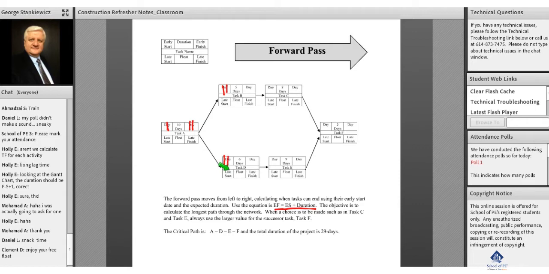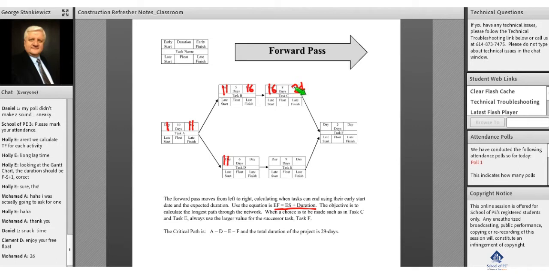And then we continue using the same equation. 11 plus 5 is equal to 16. We put our 16 here, and you can think of it as mindlessly, we just put a 16 immediately in the early start of the successor activity. 16 plus 8 is equal to 24, and I put 24 here. Now, we're moving from left to right. It's our forward pass, and so we're ready to put 24 in our task F, but we can't do it until we get our lower path figured out.